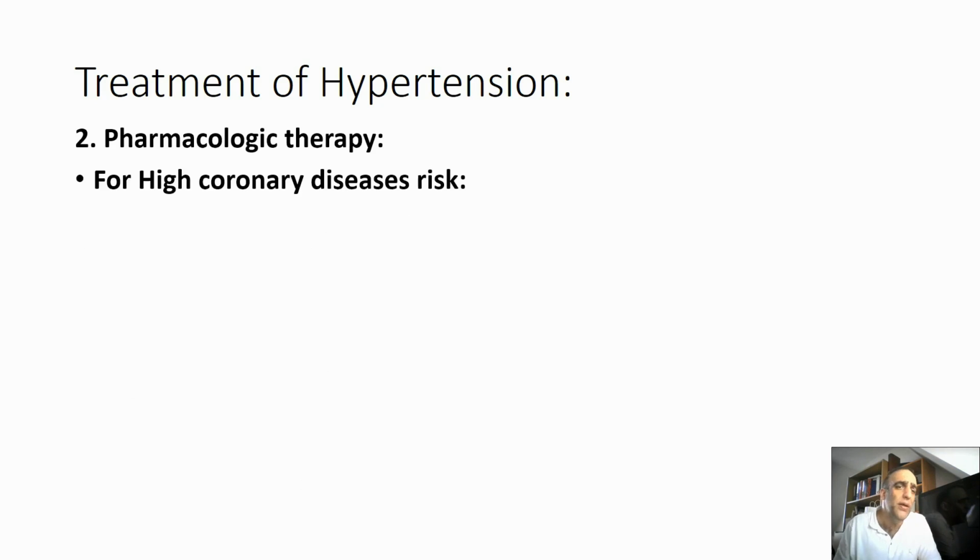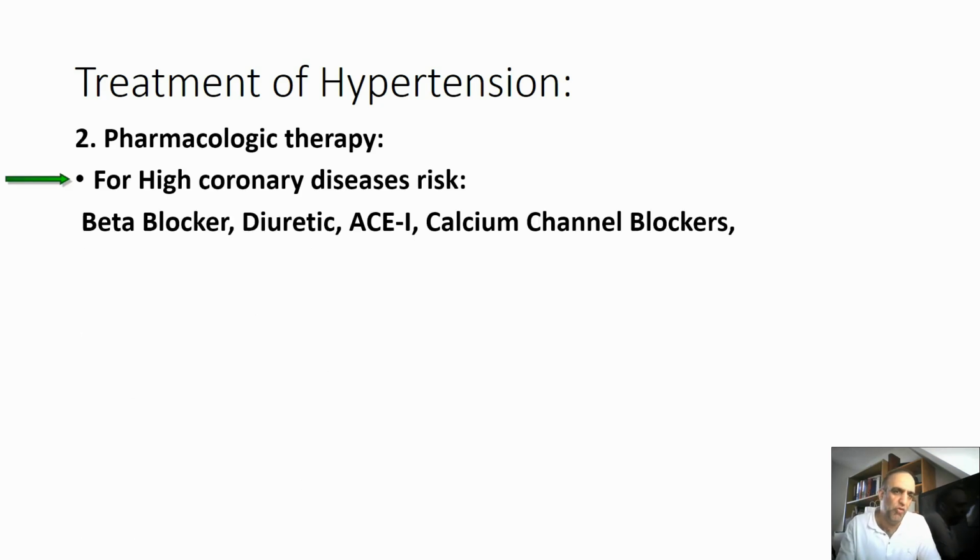In high coronary disease risk, for example, we use beta blocker, diuretics, because we want to decrease the volume of the blood, and also decrease the pressure in the vessel, and ACE inhibitor and calcium channel blocker. As you know, calcium channel blockers can cause vasodilation, and the beta blocker also affects the heart to decrease the power of the pump, and also affects the pressure caused by the cardiac muscles.